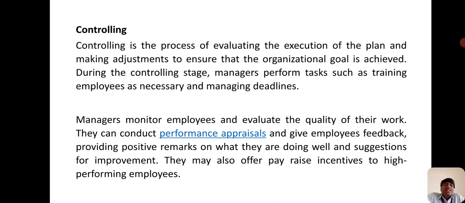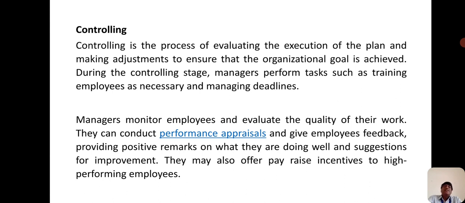During the controlling stage, the managers perform tasks such as training the employees as necessary and managing the deadlines. When you say that proper work is to be done, you must also make them learn how a work is to be done through proper training. So you give proper training to the staff and also you manage the deadlines within the time framework. You will be assigning the work as well as the time framework for everyone. So within the time schedule, all the work must be completed.